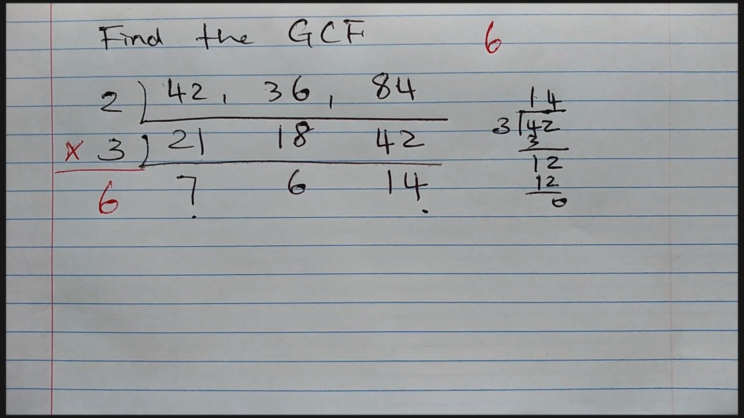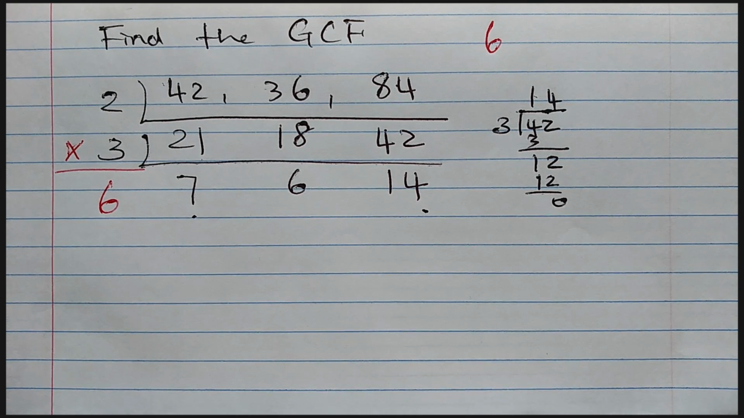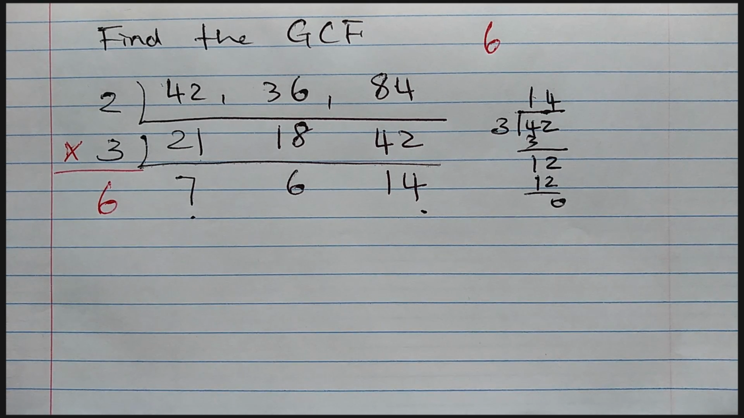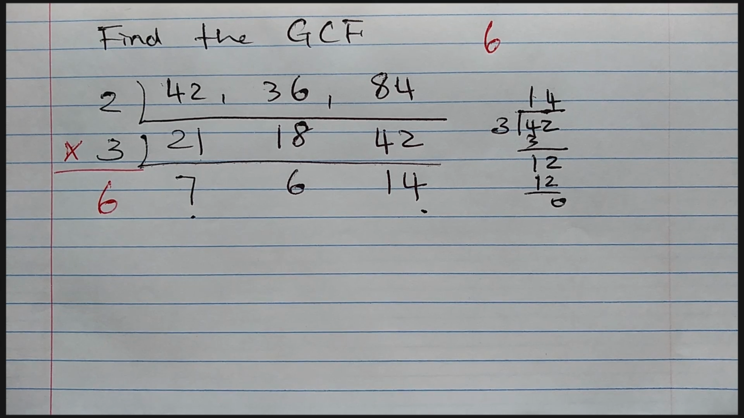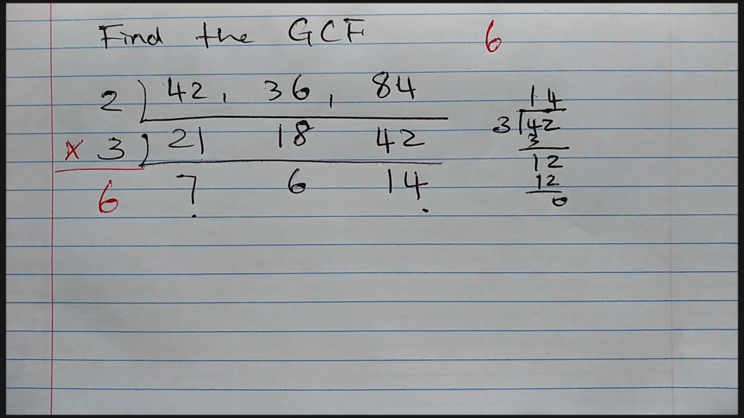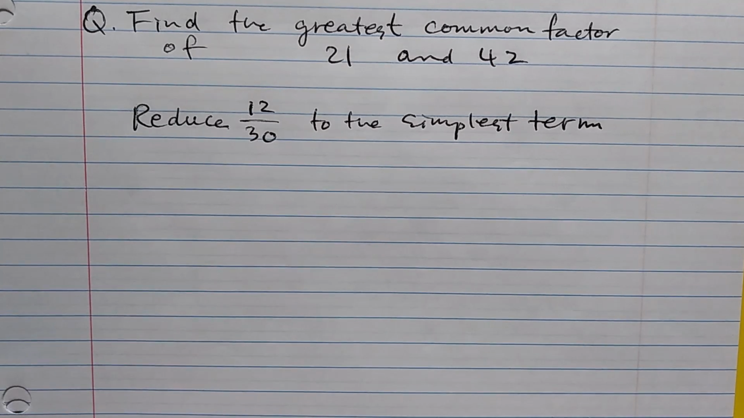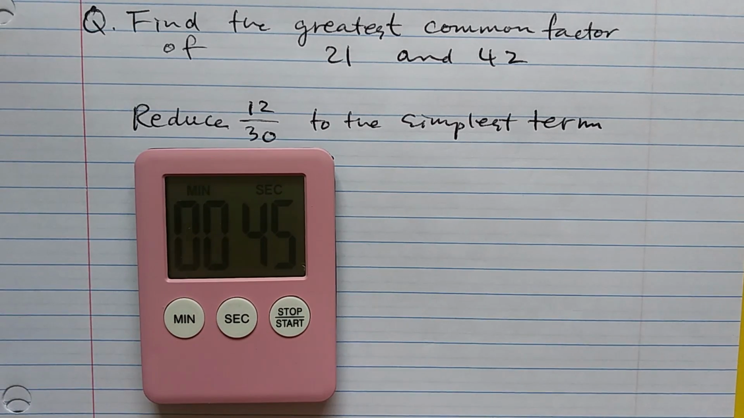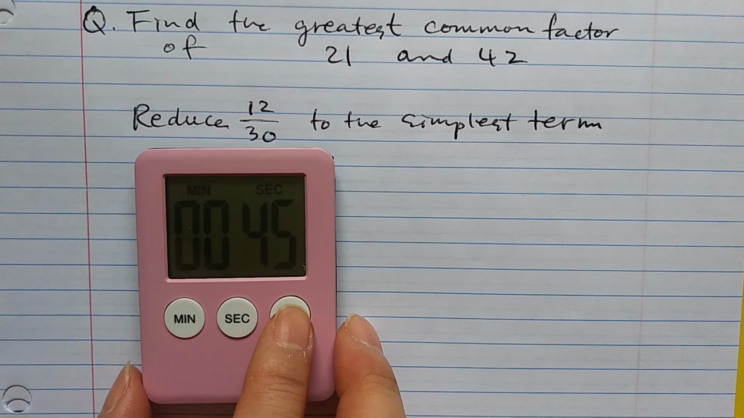How can we do this multiplication, division, and find common factors quickly? You practice. You practice until you feel comfortable doing these quickly and correctly. Go ahead and find the greatest common factor of 21 and 42 and reduce 12 over 30 to the simplest term. I will set 45 seconds. Begin.